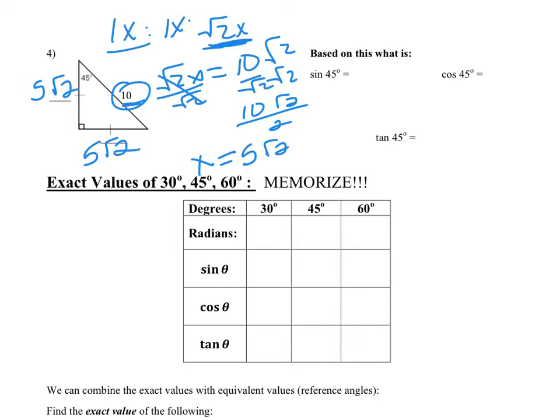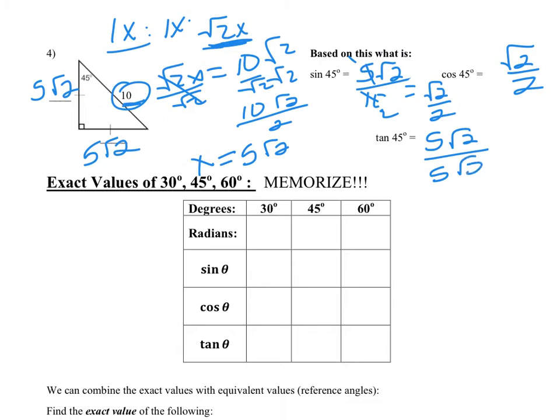Using this information, what is the sine of 45? The sine of 45 is opposite over hypotenuse. So reducing this, radical 2 over 2. Okay, do that for the rest of them. And this one is radical 2 over 2. And this one is 5 radical 2 over 5 radical 2, which is 1. Okay, using this information, fill in this chart.